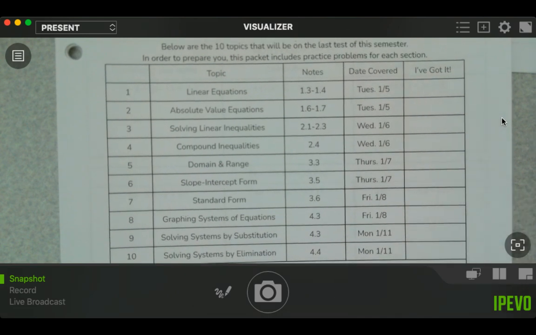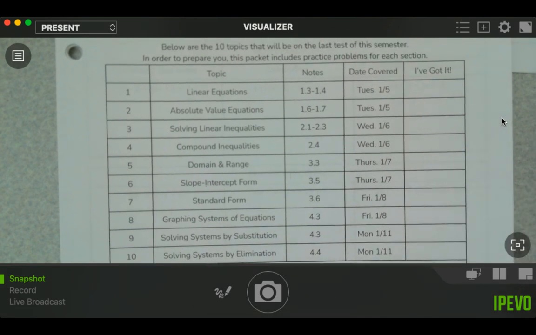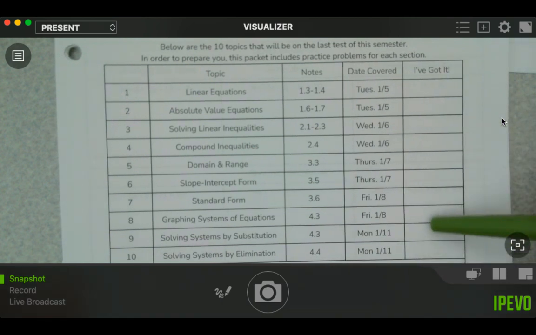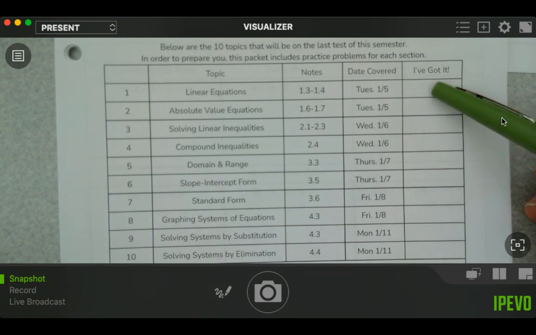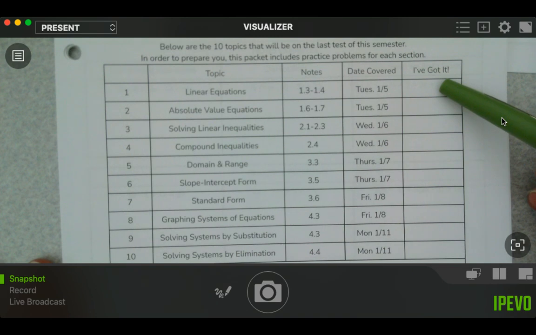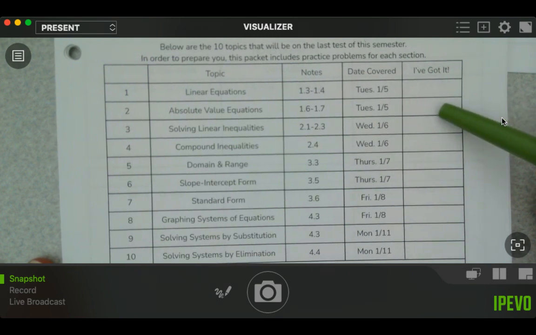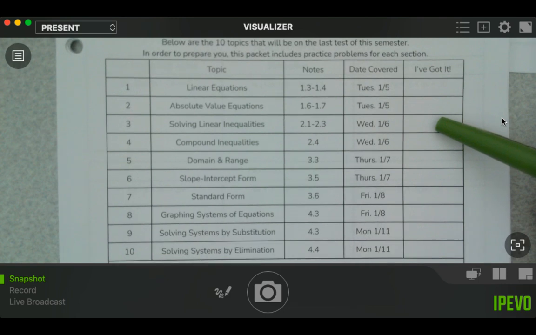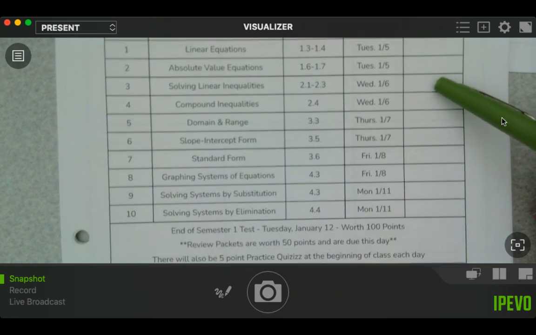In order to prepare you, there are practice problems for each section, and I'm going to do a couple of notes problems. I've left you this area over here to check mark when you think you've got it. So use this for yourself. If you think you know how to solve equations and you're good to go, check mark it. If you think you know how to solve absolute value equations and you're good to go, check mark it. If you don't think you're ready for this part yet, don't check mark it so you know you need to ask me questions about it, or maybe watch the review video for it.